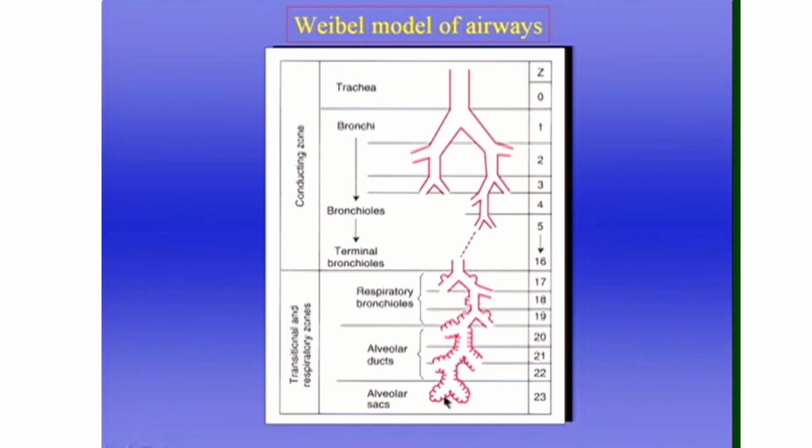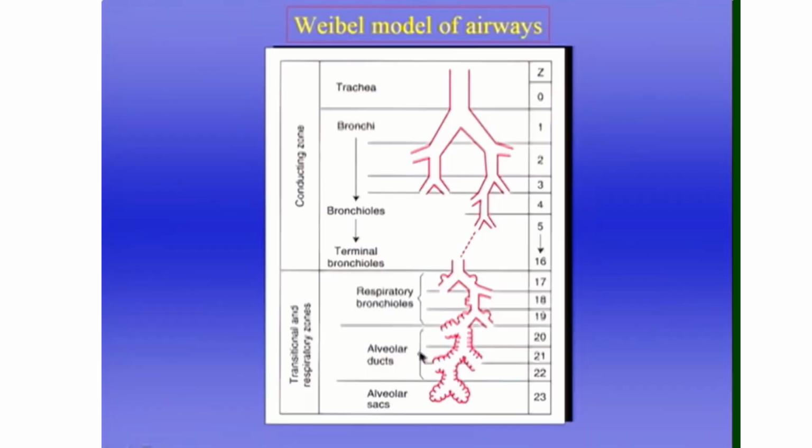And finally, we get to the alveolar sacs, which are blindly ending, and these are covered with alveoli, and of course, that's where the blood-gas barrier is. Now, I said that the volume of the conducting airways, the anatomic dead space, is about 150 ml. The volume of the respiratory zone, which is where the alveoli are, is about 3 liters in the human lung.